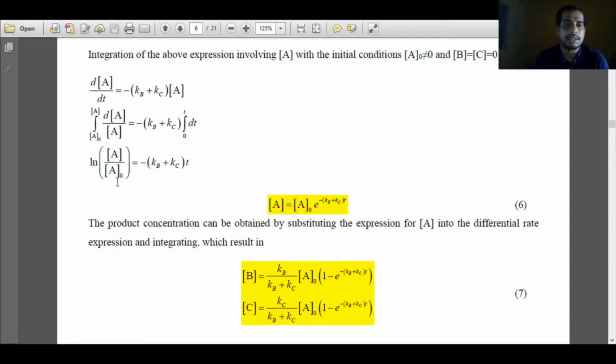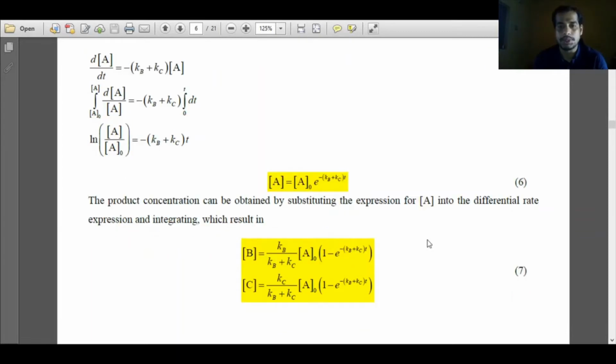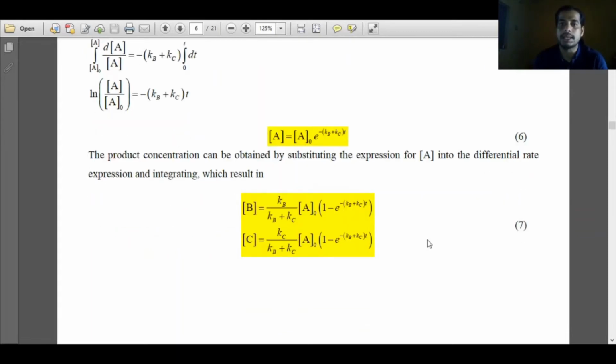We have done this kind of integration in first order kinetics. If I do this, I can get an expression for my concentration of A after a certain time T, and that looks like A equals A0 e to the power minus (Kb plus Kc) T, meaning it is exponentially decaying with respect to time. Equation 6 gives an expression for reactant concentration after a certain time T and how the reactant is decaying with respect to time.